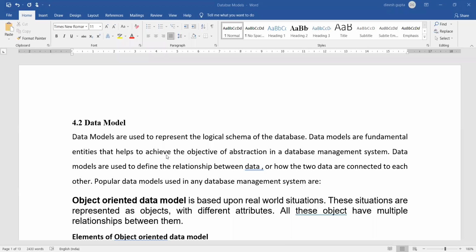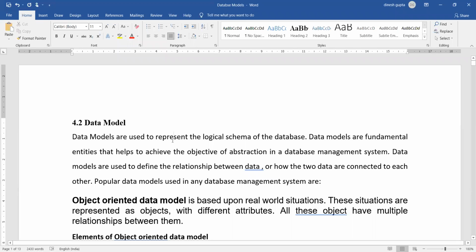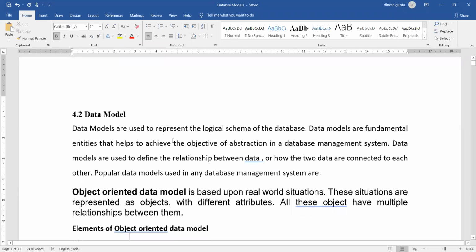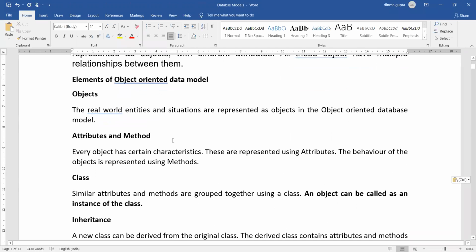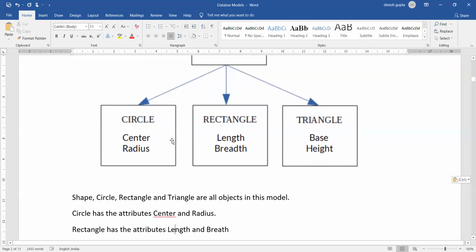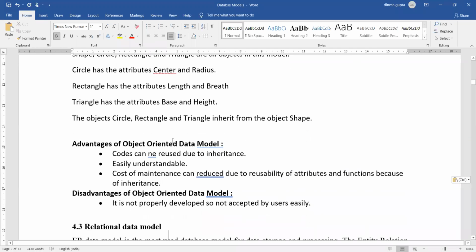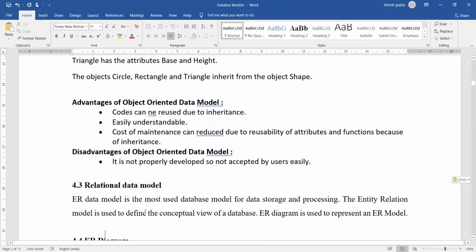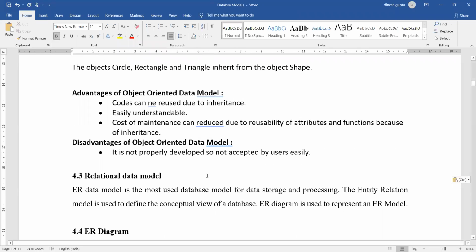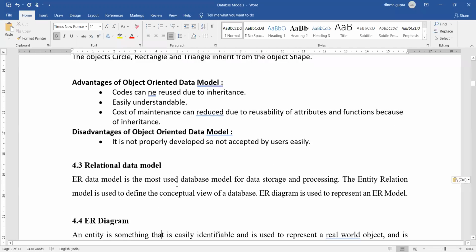So yesterday we discussed the definition of what is a data model that is used to represent the conceptual schema of the database. After that, we discussed what is an object-oriented data model and what are the different elements of an object-oriented data model. And after that, we discussed what is relational data model. Basically, we skipped most of its portion as it has already been discussed.